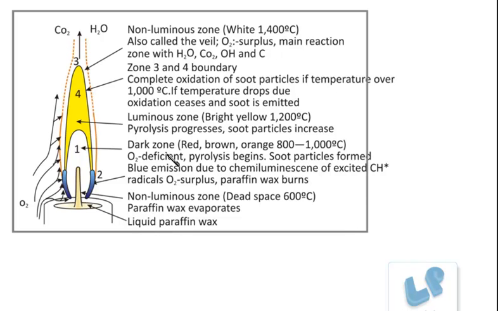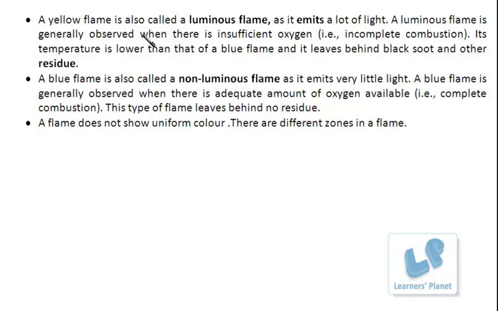Now what is luminous and what is non-luminous? A yellow flame is also called a luminous flame. Why? Because it emits a lot of light. So a flame which emits a lot of light is called as what? Luminous flame. A luminous flame is generally observed when there is insufficient oxygen. That is, incomplete combustion is taking place.